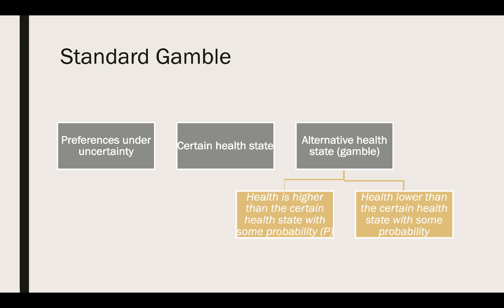There's some certain health state that is known to me. It's a certain health state, and then there's an alternative health state that I might fall into, and therein lies the gamble. The gamble says that that alternative health state is either better or worse, and those alternatives each have a probability that comes with them.